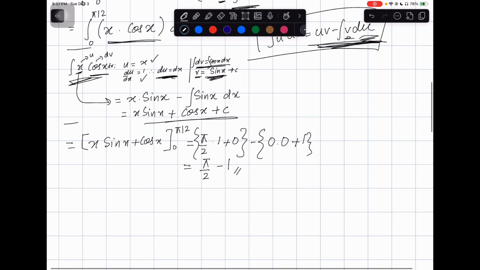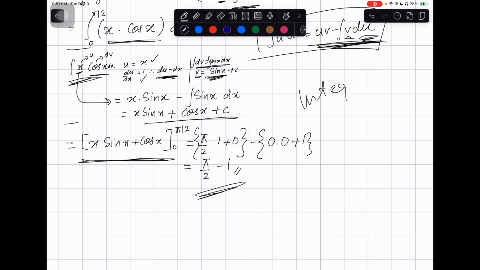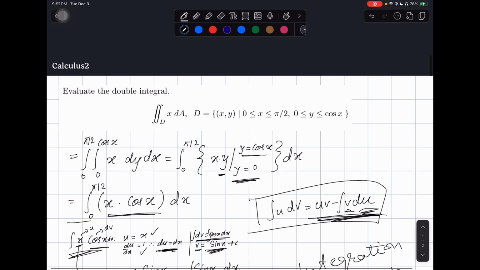Now you just put the upper and lower limits here, right? You just substitute the values, and pi by 2 minus 1 is what you get. Pretty simple enough. The only thing that you had to remember for this is integration by parts, right? That's the only important concept here.